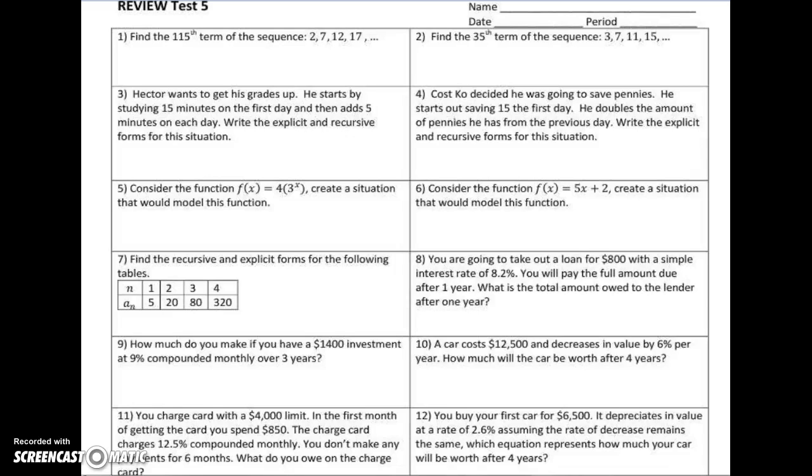Review for test 5. Find the 115th term of the sequence 2, 7, 12, 17, and so on. If you were to find what this goes by, from 2 to 7 you add 5, 7 to 12 plus 5, 12 to 17 plus 5. So we know that the common difference, or the slope, rate of change, is 5, and we know f(x) equals f(1) plus m(x minus 1).